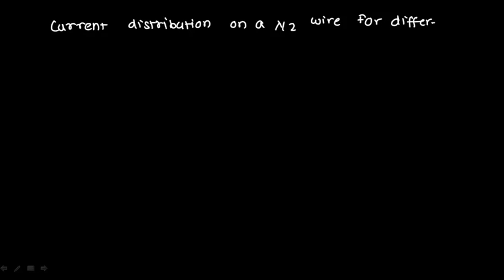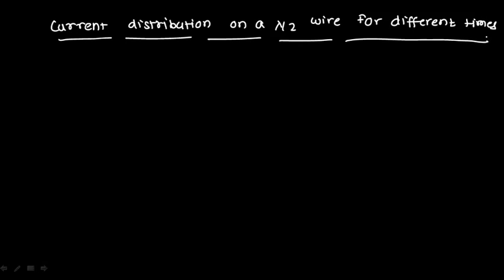Current distribution on a lambda by 2 wire for different times. You're checking the current distribution, your length is constant, but you're checking it at a different time. So I'll just refer to the same current waveform which I referred to previously.